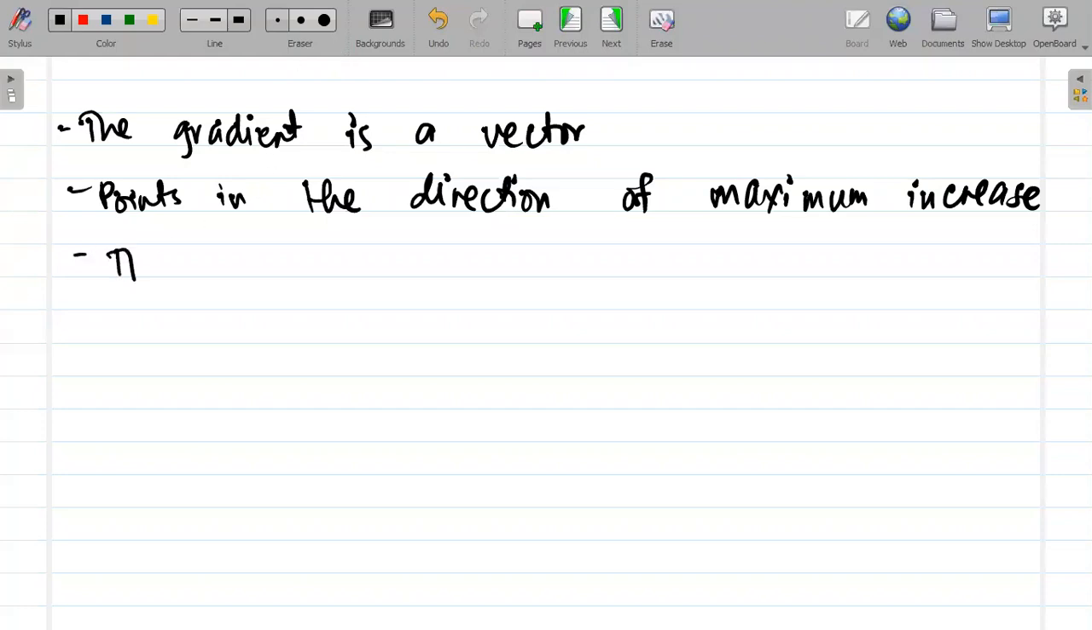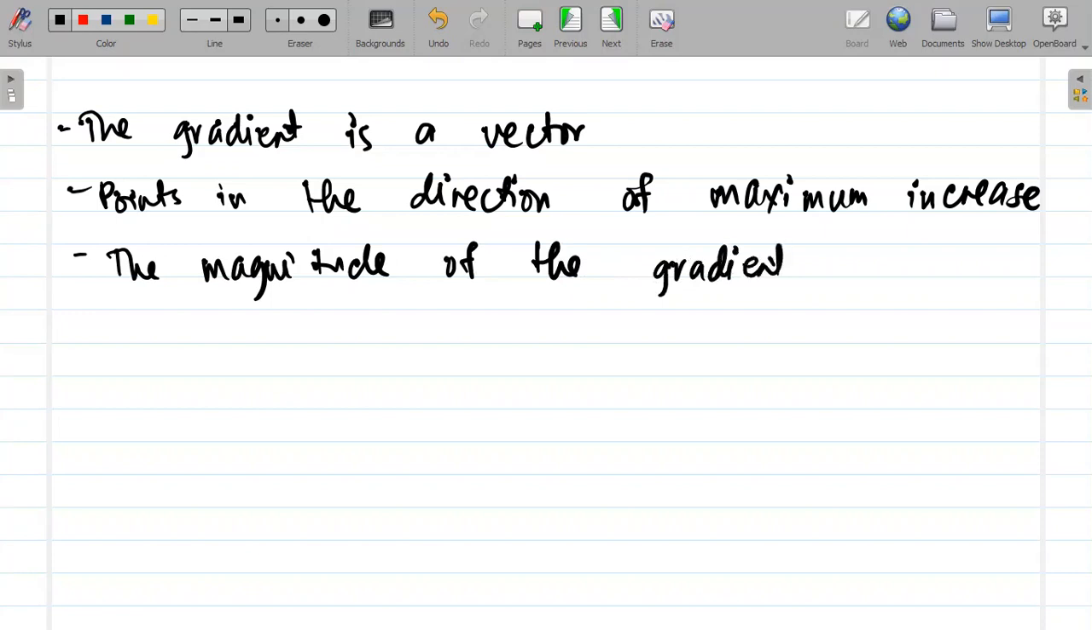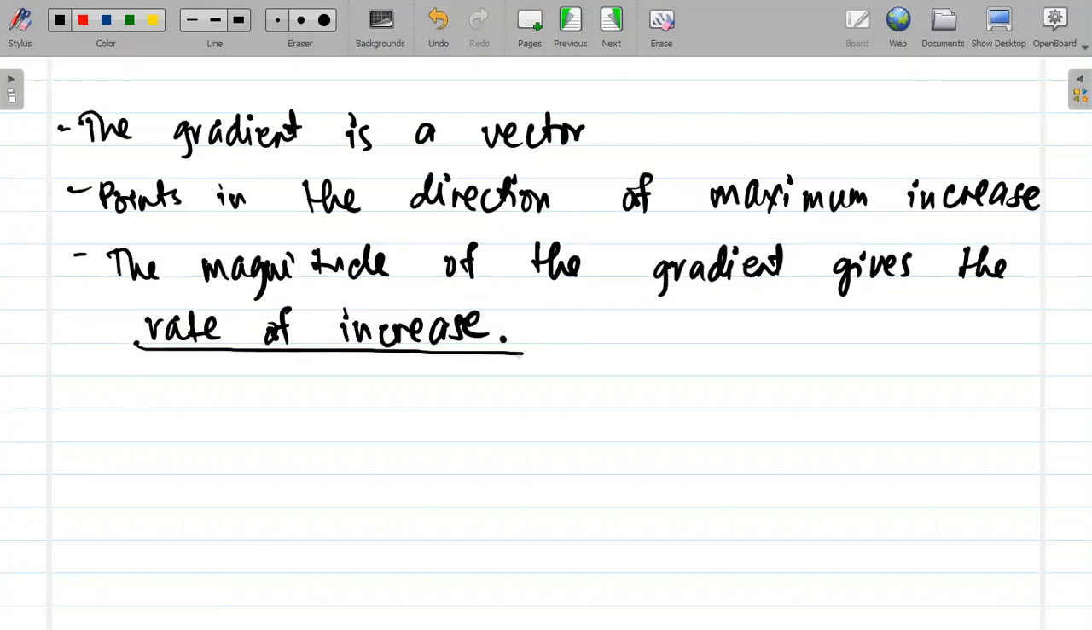So next, so the magnitude, narinig niyo ba yung aso? The magnitude of the gradient, grabe naman yun, gives the rate of increase. Dahil nga siya yung ating usual na derivative, siya yung rate of increase, yung magnitude niya. Okay ba class? Malinaw ba? So let's have an example.